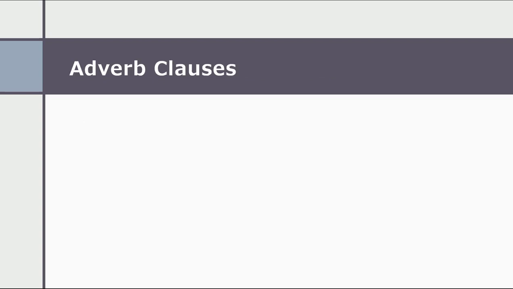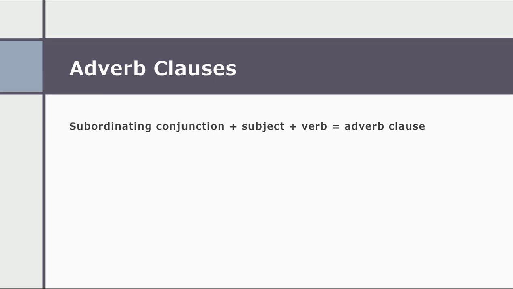An adverb clause consists of a subordinating conjunction, a subject, and a verb. As seen in the previous example, because Edith barked. Because is the conjunction, Edith is the subject, and barked is the verb.